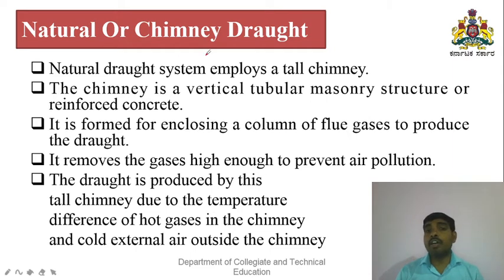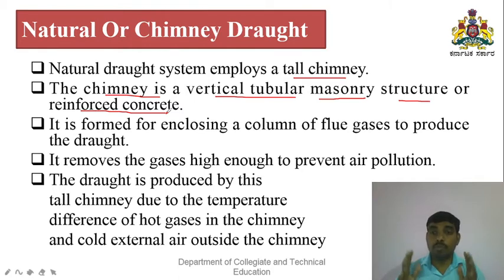Students, this is the natural or chimney draught. Let's define what natural or chimney draught is. A natural draught system employs a tall chimney. In natural draught we require a tall chimney, and the height of the chimney determines how much draught is possible in the system. The chimney is a vertical tubular masonry structure or reinforced concrete. You already know the structure of a chimney, made of reinforced concrete with a tubular masonry structure.